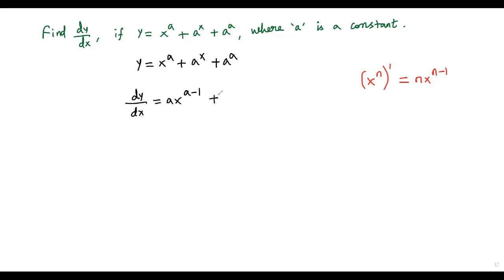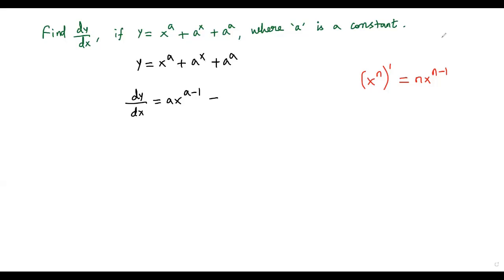Okay, now let's come to the second term on the right side. Here we have a to the x power. Can I use the power rule of derivative over here? No, we cannot, because the power rule that I explained can be used only if we have the variable at the base and a constant at the exponent. But here the question says a is a constant. So we have a constant base and a variable exponent.